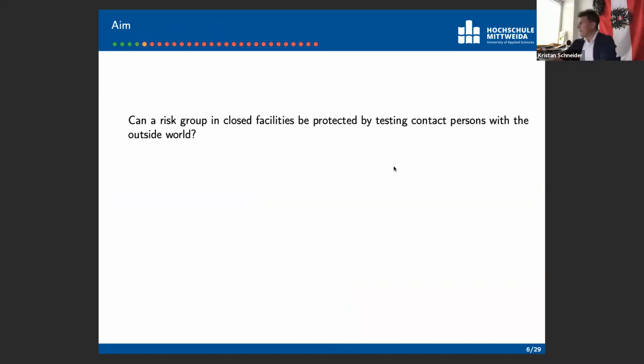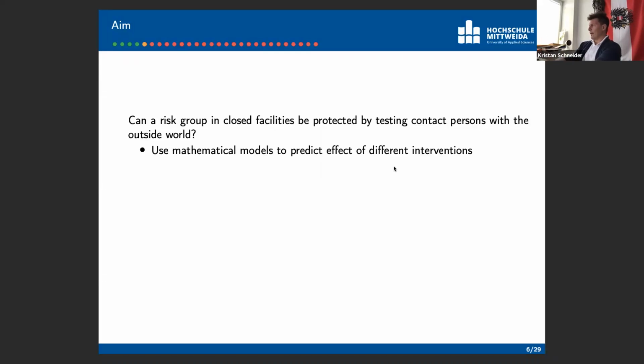Okay, now the question of this talk, what is it about? Can one protect a risk group inside a closed facility by testing contact persons to the outside world? And for that, we're going to use a mathematical model to predict the effect of different interventions.